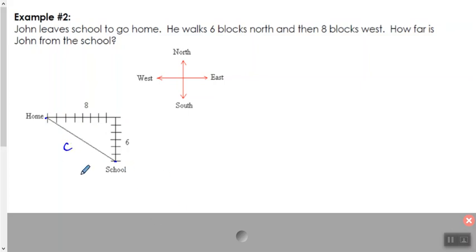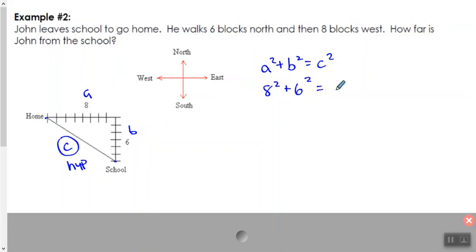So we are finding our hypotenuse. It doesn't matter which is A, which is B. Let's say A and B. What's important is our hypotenuse is C, and that is what we are solving for. So A squared plus B squared equals C squared, just substituting into our formula. A we said is 8, B we said is 6, and then we want to find out what our hypotenuse is. So 8 squared, 64, plus 6 squared, 36, equals our hypotenuse squared. So 64 plus 36, we get 100.